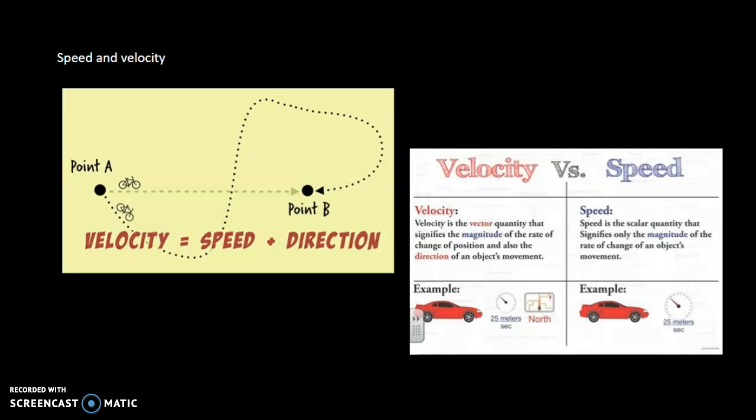This might be applied to the path of a rugby or football player who covers a certain distance, but will need to change direction to avoid being tackled or intercepted by an opposing player. The formula is velocity equals displacement divided by time.